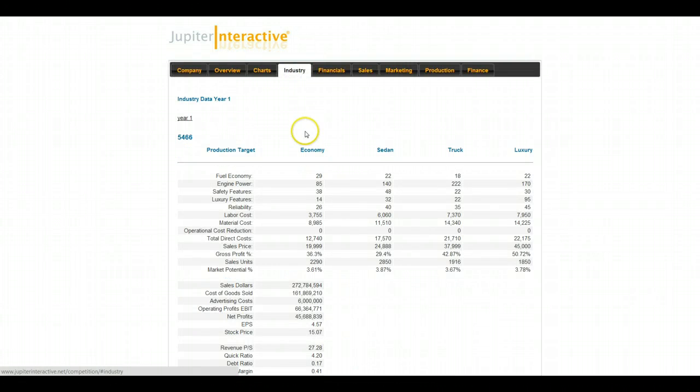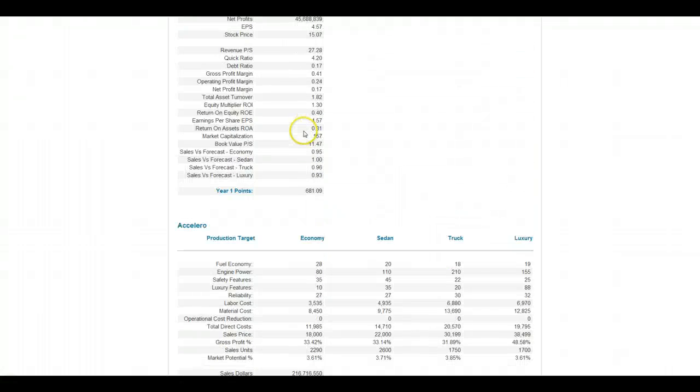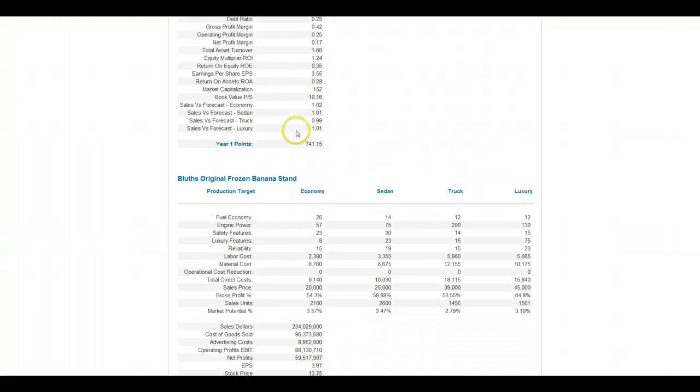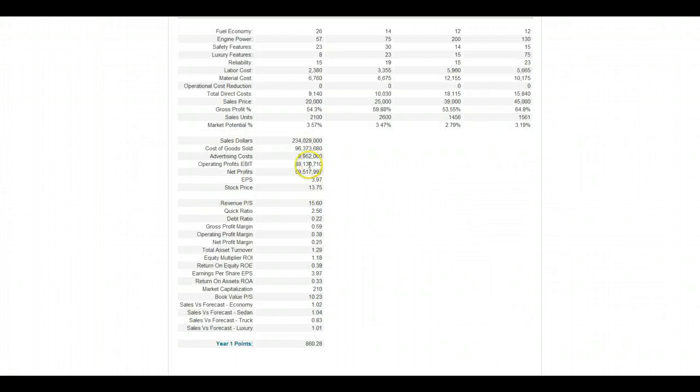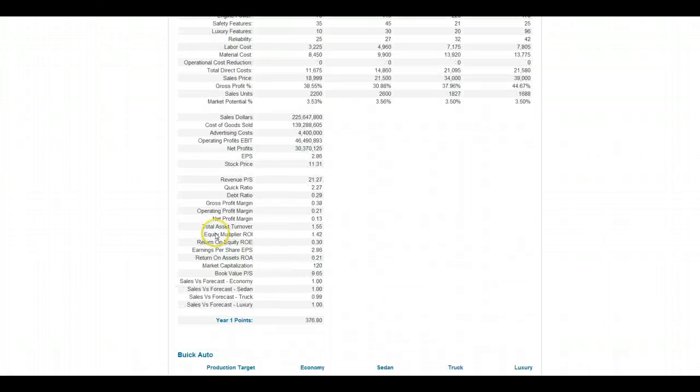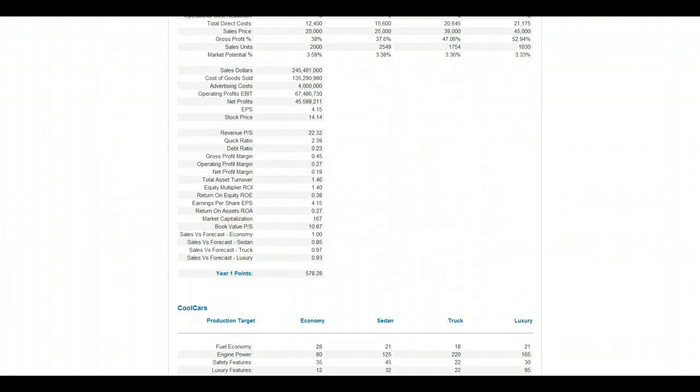You'll see. Now here's the industry page. In the industry page, let's find some companies that did very well, such as this company that made 860 points, and I could see what their market potential was, what prices they sold their vehicles at, their gross profit percentages, their earnings per share, the total points. So here you can get a good look at how all the companies performed.